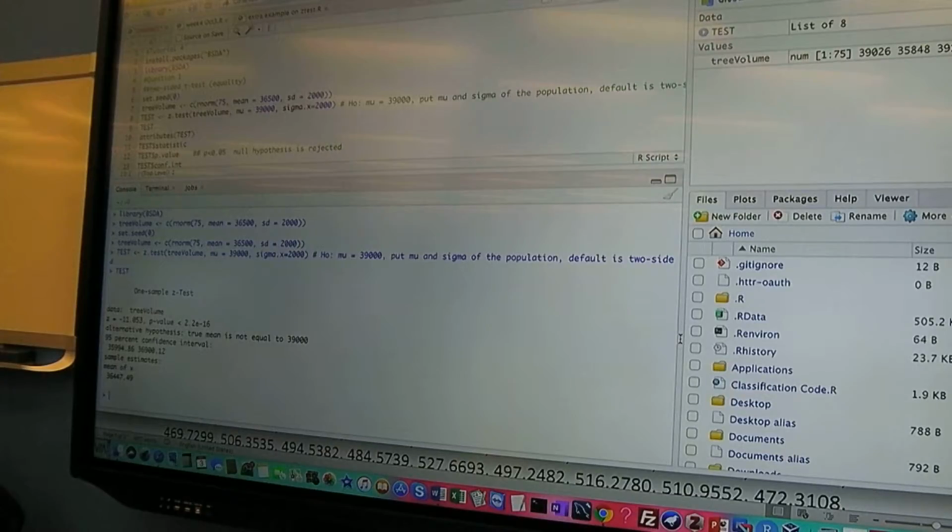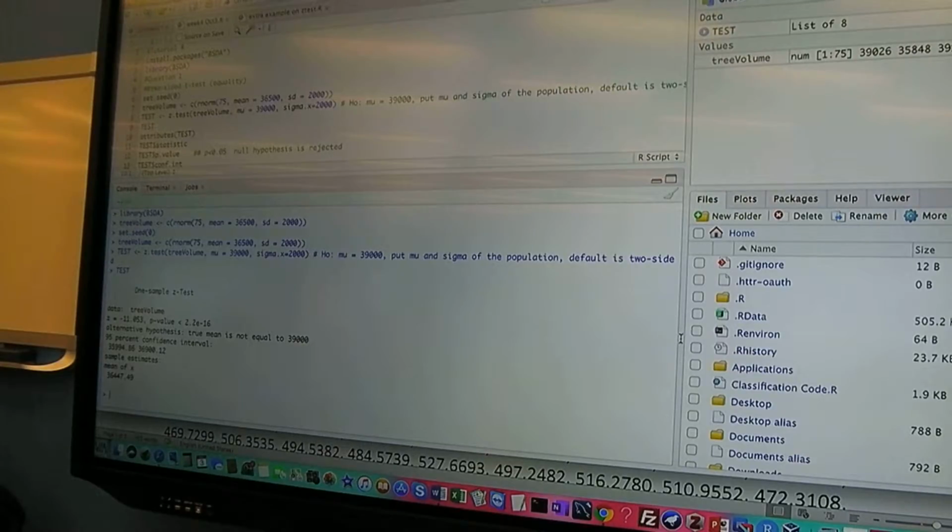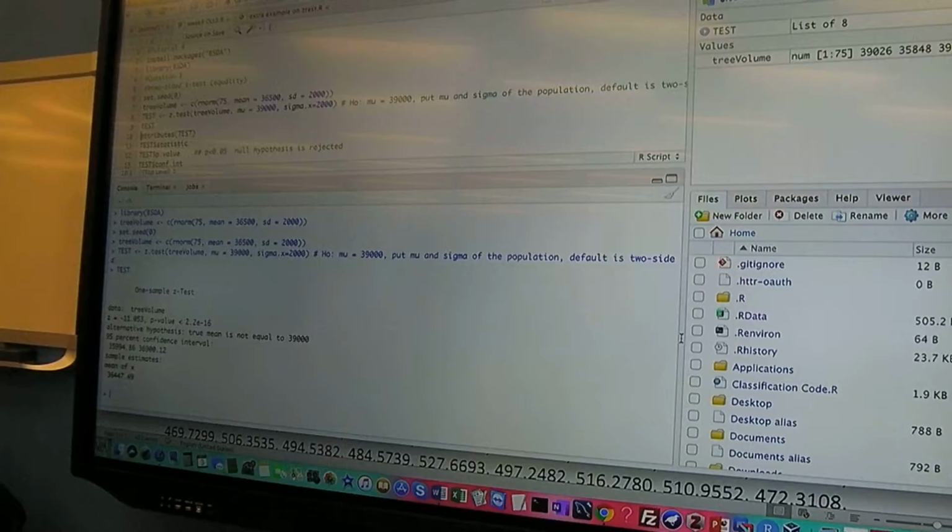Okay? So the p-value here, 2.2 times e to the power of minus 16, that means 15 zeros and then 22, which is basically a very, very small number, almost zero. P is equal to 0. And you also get a confidence interval. So this confidence interval goes from almost 36,000 to 37,000. And you know that the mean of the sample lies in between. Like the mean here lies between these two numbers.